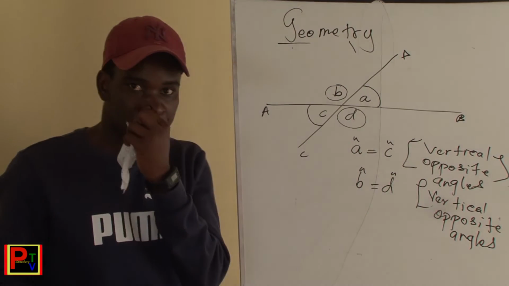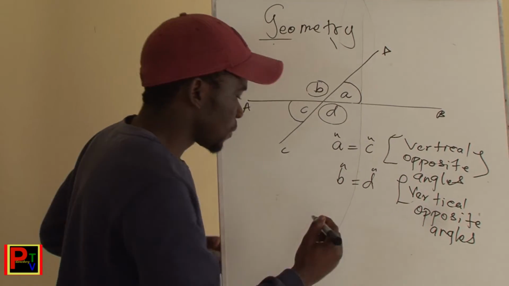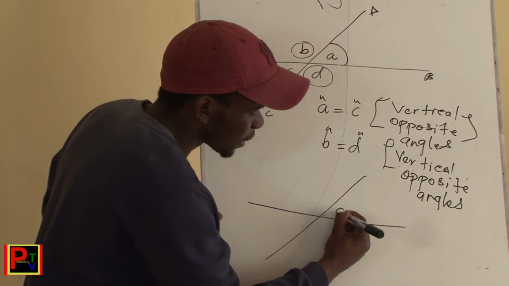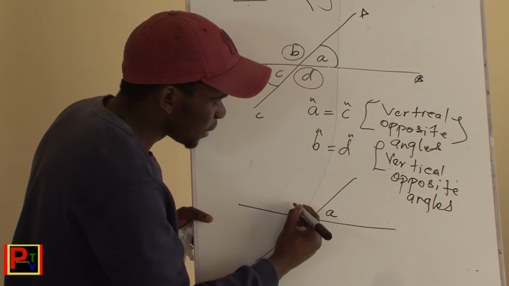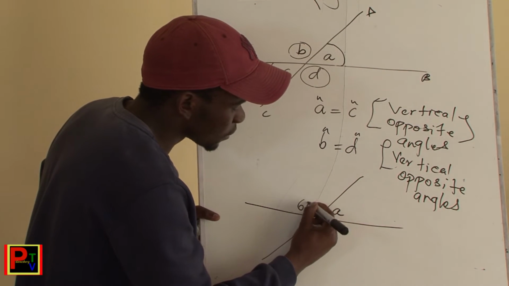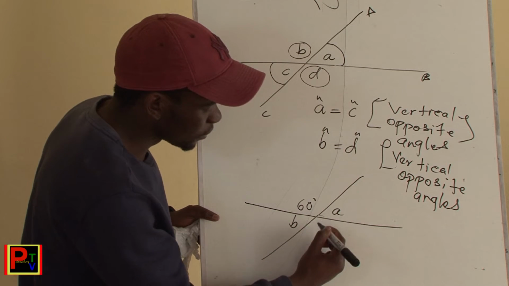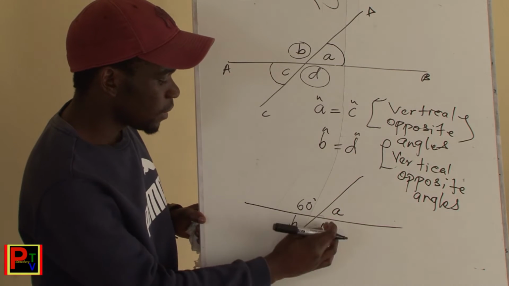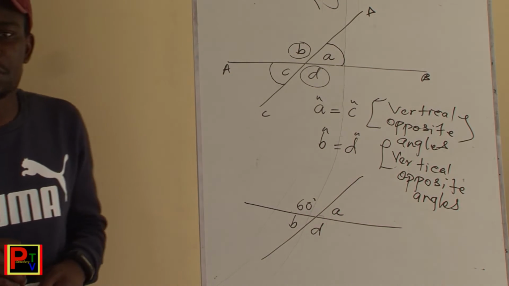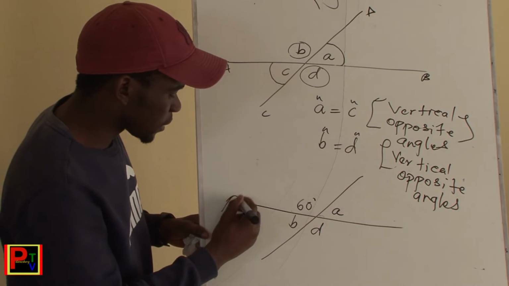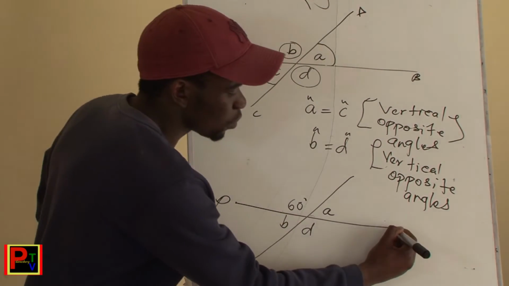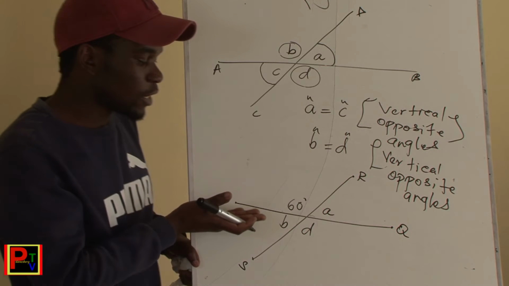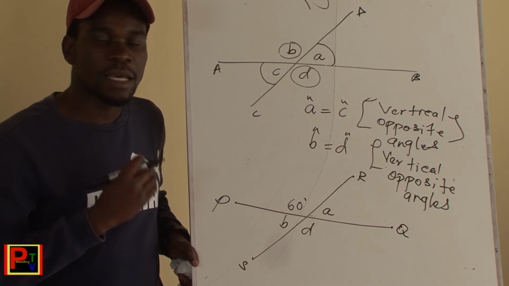Now, let's proceed. Let's say you are given a question. They say this angle is unknown, but they managed to give you that this angle is 60 degrees. Then this angle is unknown, and this angle is also unknown. Now you are required to find the angle A, B, D. Now let's use the relationship that we have. We know that angles on a straight line, this point, let's call this point P, this point Q, this point R, this point S. We know that angles on a straight line add up to 180, and they are supplementary.